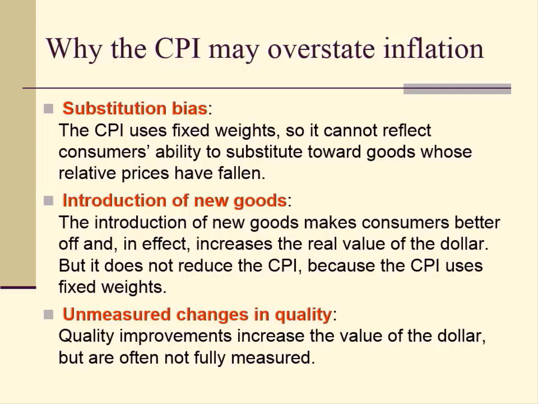And finally, there's the unmeasured changes in quality bias. Quality improvements increase the value of the dollar, but are often not fully measured. For example, computers and TVs. Computing power has increased so much that the computer you had 10 years ago is not the same computer you have now. And the TV you had 10 years ago is not the same TV you have now. Therefore, the Bureau of Labor Statistics actually added quality adjustments for PCs in 1998 and TVs in 1999 to reflect these changes in quality.